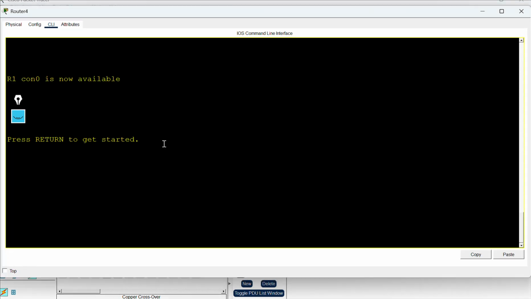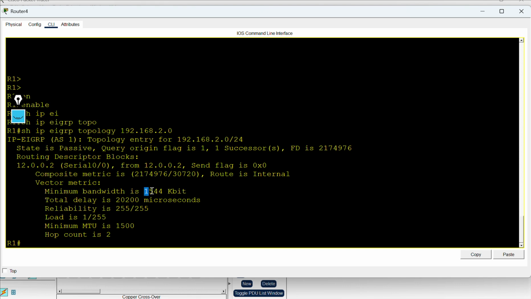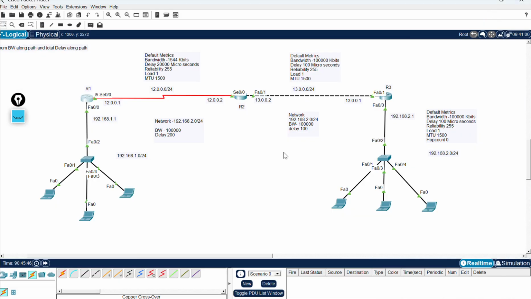Now see the R1 topology table. Show ip eigrp topology. For 192.168.2.0, it shows bandwidth 1544, the delay is 20,200, and the composite metric is 2174976. We already calculated this value. So this is how EIGRP calculates metrics.